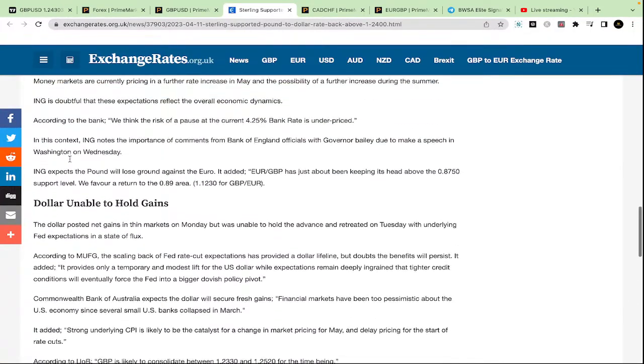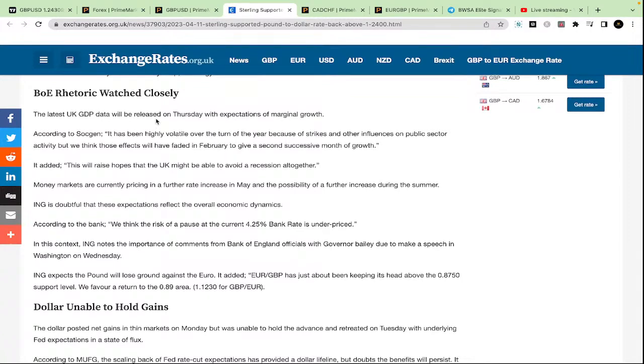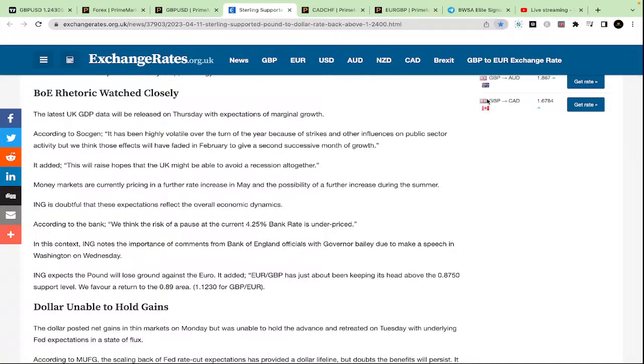Dollar unable to hold gains, and I can show you that in a second with the DXY indicator. The latest UK GDP data will be released on Thursday with expectation of marginal growth. So that's something that I'm going to look for on Thursday. I'm going to bookmark this article. That's something I'm going to look for on Thursday.